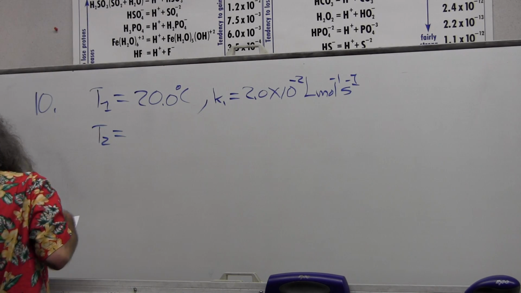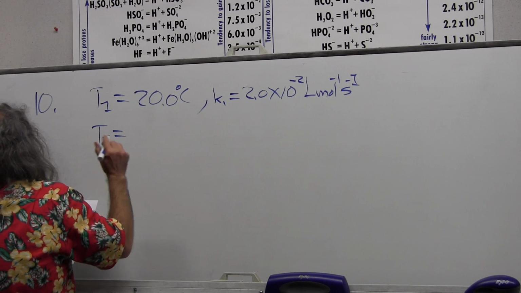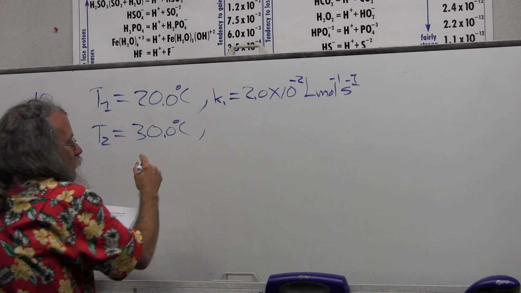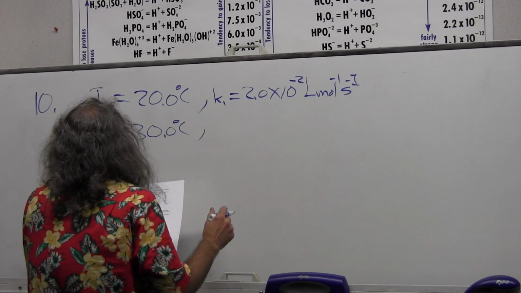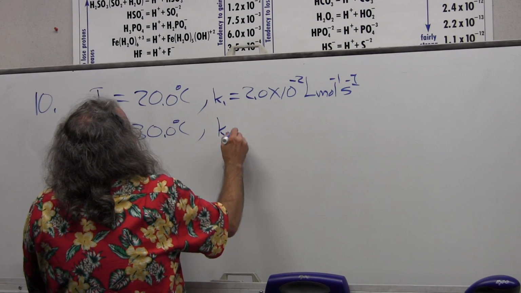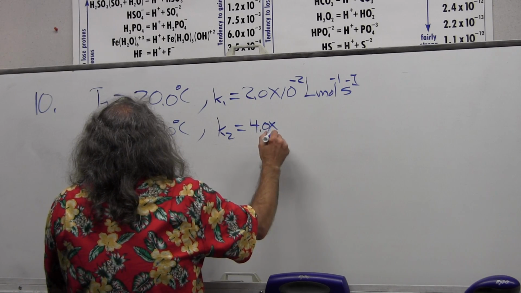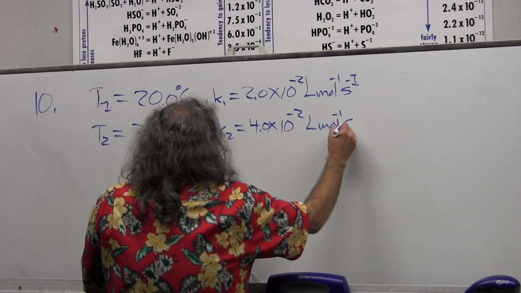T2 equals 30 °C, k2 equals 4.0 times 10 to the minus 2 liters per mole per second.